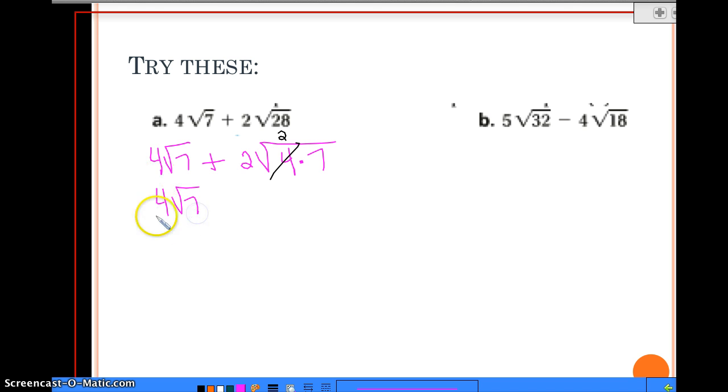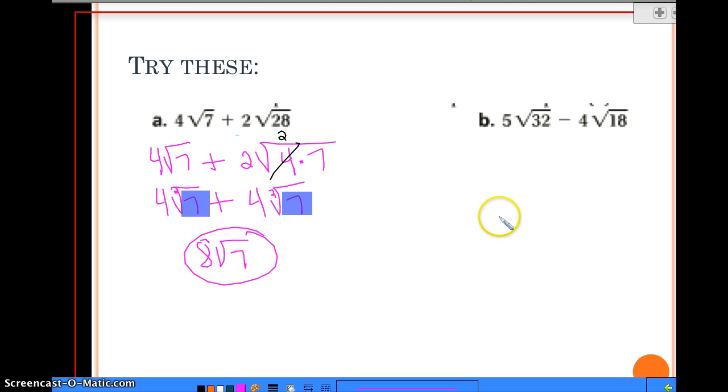4 square root of 7 is fully simplified, plus 2 times 2 is 4 square root of 7. Notice now that your radicals are the same. If your radicals are the same, then they are like radicals. As a matter of fact, the indexes have to be the same too, but we're only dealing with square roots. There's a little imaginary 2 here and a little imaginary 2 here because it's a square root. If nothing's there, you know it's a 2. So 4 root 7 plus 4 root 7 is 8 root 7, fully simplified.